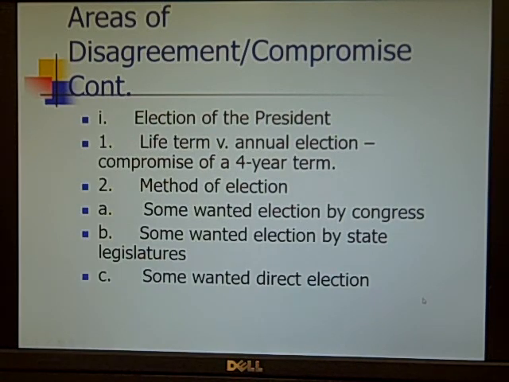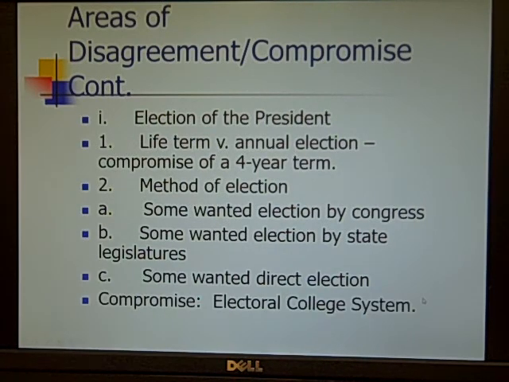Okay? Election of the president is the next thing that we have to compromise on, and we'll go over this in a little bit more detail when we go over the unit and the PowerPoint on the president specifically. But there were all manner of ideas as to how to elect a national executive, ultimately called the president now. Some people wanted that to happen annually. Some people wanted it to happen once. Like you elect somebody, they're president for life. Then when they die, you elect another person.